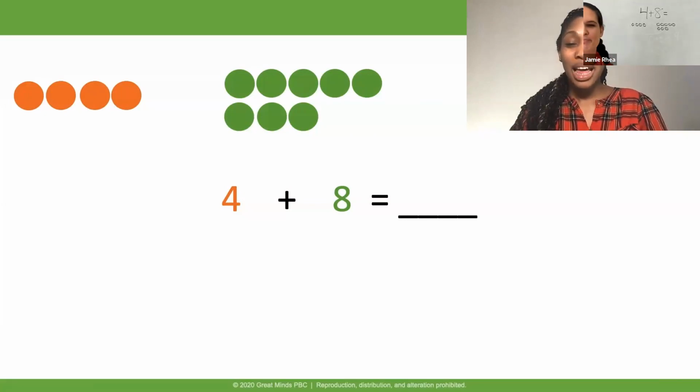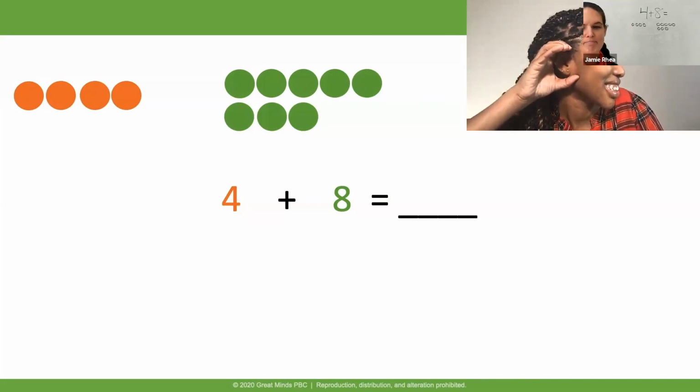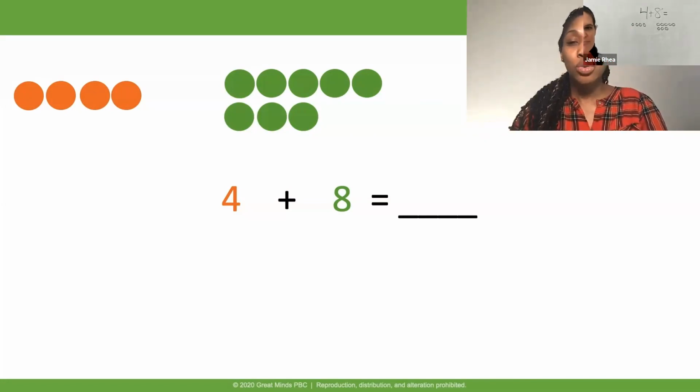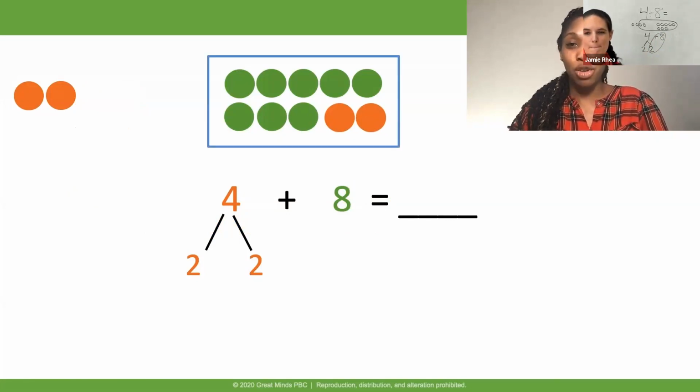Here, you told me that we should use 8 to make 10 with, because it will help us solve this problem more efficiently. Can you remind me, how many more do we need to add to 8 to get to 10? 2 more. We just need 2 more. Got it. We need 2 more. I'm going to circle mine. We can get that 2 from breaking apart our 4 into 2 and 2. So we can then take away 2 from 4 and add it to our group of 8, like this. Whoop. We made 10. I'm going to frame our line to show that we have a group of 10.